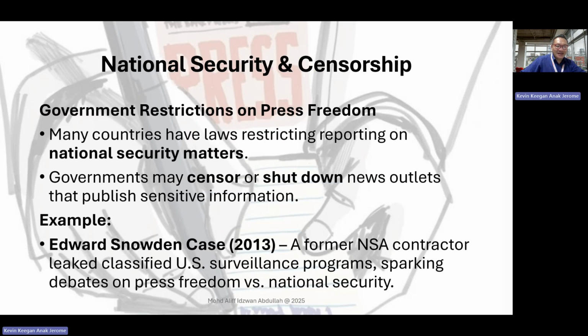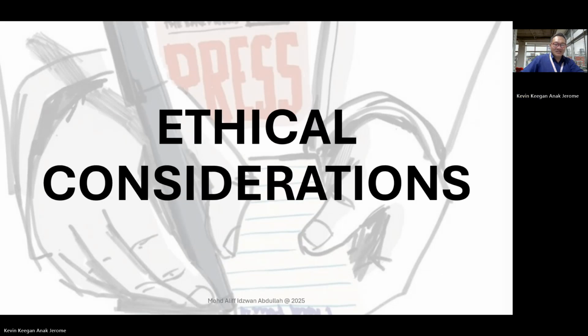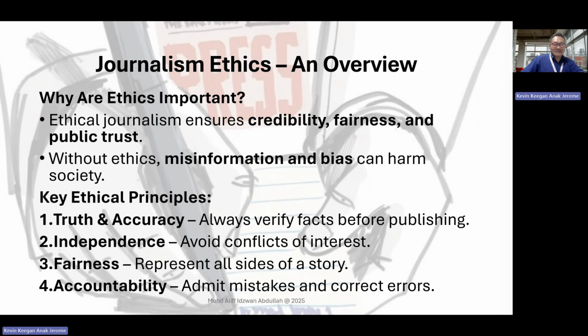National security and censorship. Governments are strict on press freedom. Many countries have laws that restrict reporting on national security matters. Governments may censor or shut down news outlets that publish sensitive information. For example, the Edward Snowden case. He is a former NSA contractor who leaked classified US surveillance programs, sparking debates on press freedom versus national security.